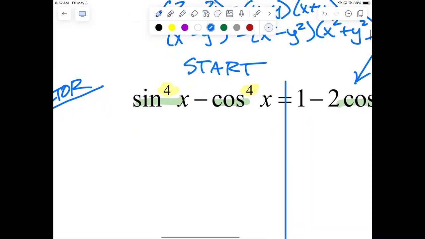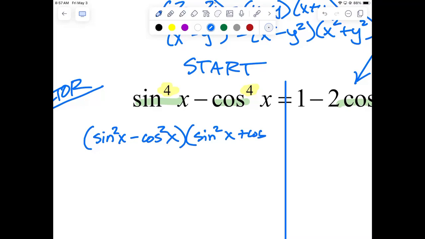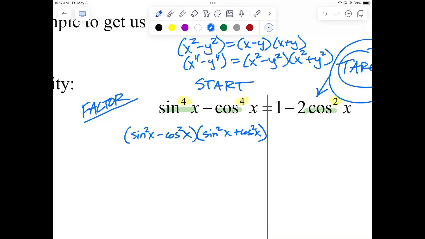So what does this factor into? It factors into sine squared of x minus cosine squared of x times sine squared of x plus cosine squared of x. Do you see something already? We just literally factored it and you're already seeing something appear. Yes, this is because, Peyton, you know your identities. Thank you. And he's thinking. And so are you.